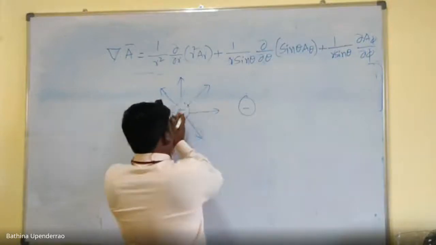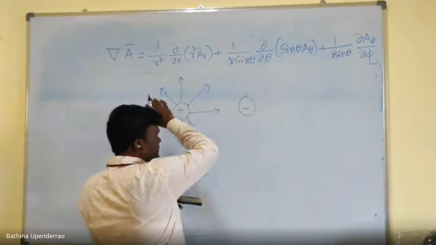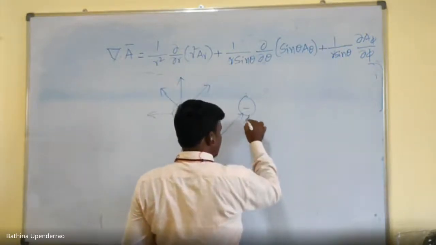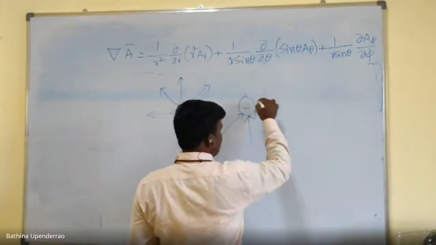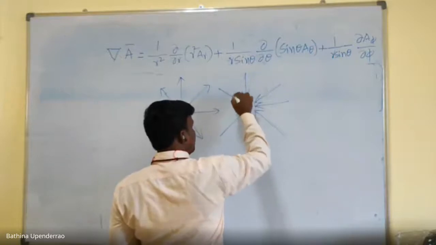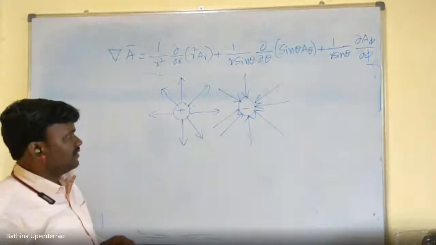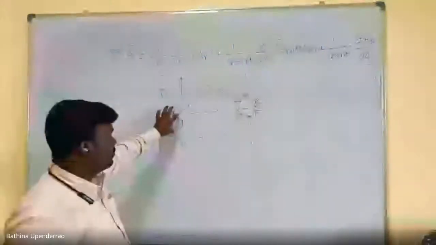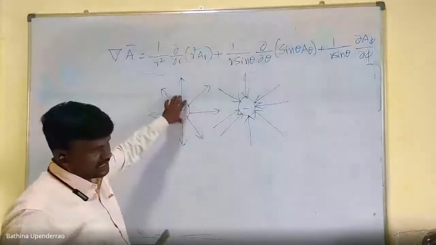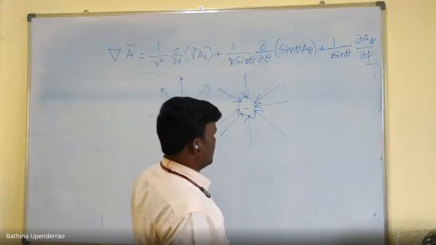Field lines are flowing from this object. And here, field lines terminate at negative charge. Here you have what? This is called a negative divergence. Here outward flow, here inward flow. So outward flow is taken as positive divergence, inward flow is taken as negative divergence.